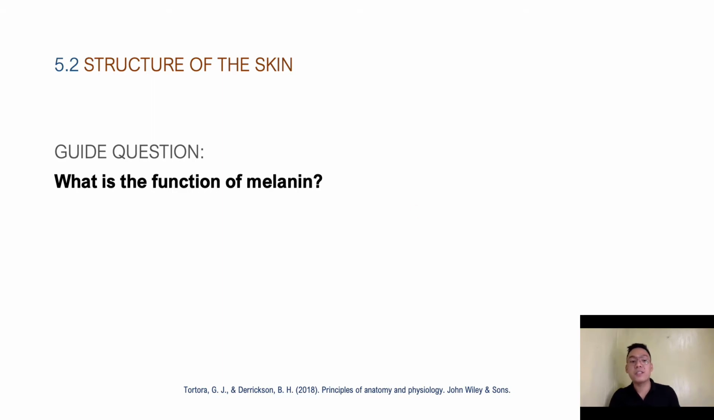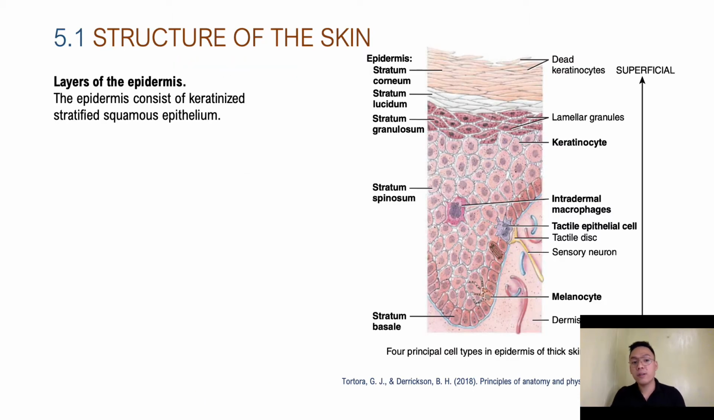Alright, this is the next question. What is the function of your melanin? You're right. Melanin protects the DNA of the nucleus of your keratinocytes from being damaged by the ultraviolet rays of light. For these layers of the epidermis, again, it consists of keratinized stratified squamous epithelium. And there are 4 principal types in epidermis of your thick skin.